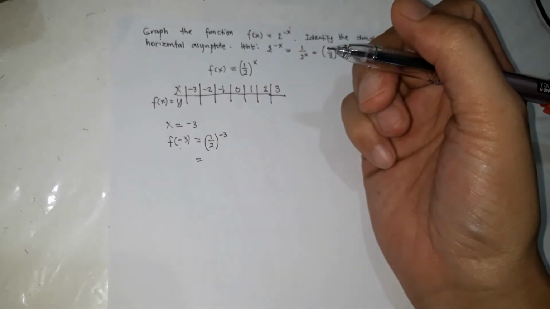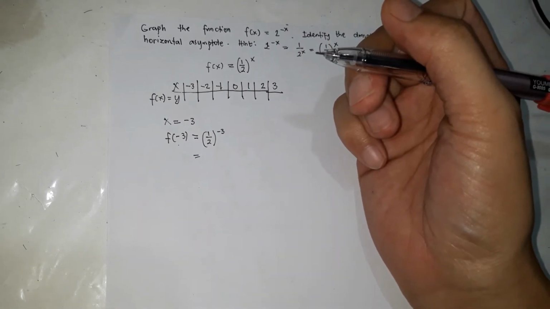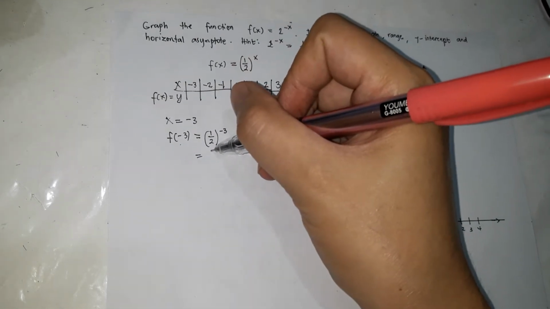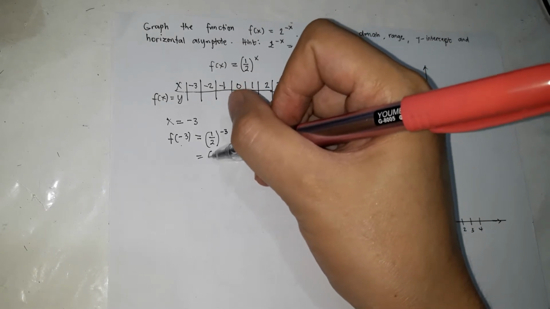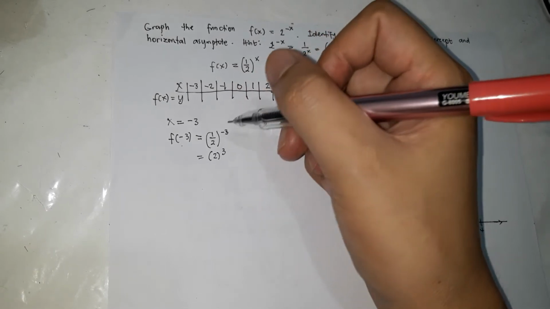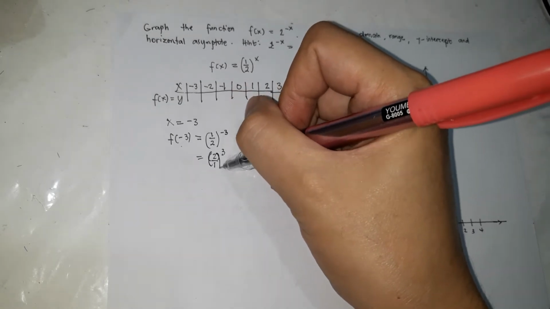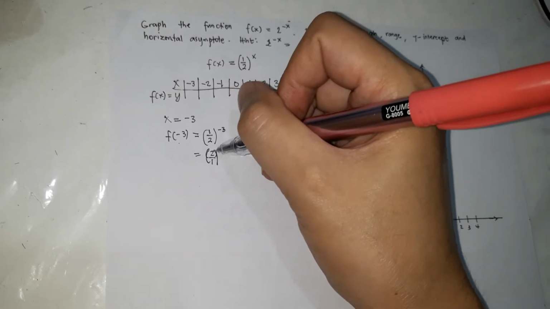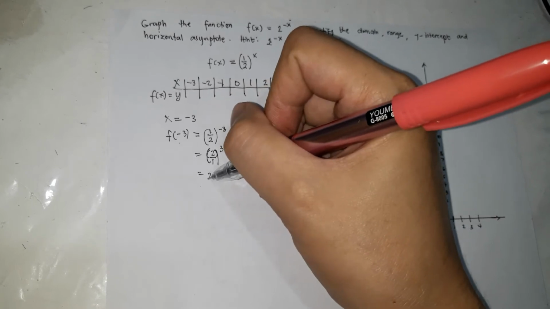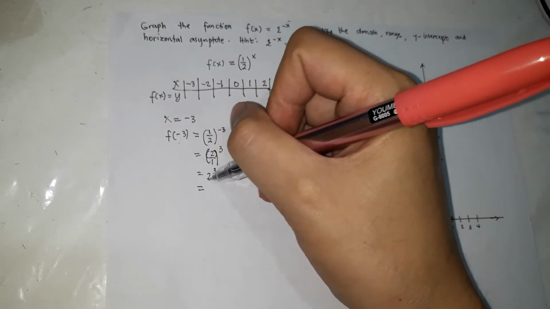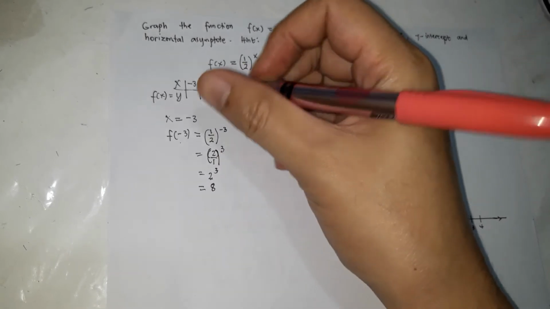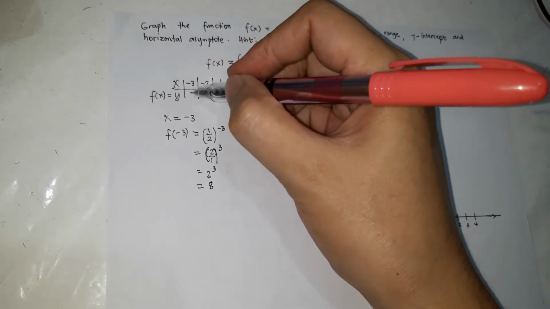So what happens is, to make the exponent positive, you flip it: 2 to the 3. So the 1 half becomes 2 over 1, and the exponent becomes positive. 2 over 1 is equal to 2. 2 to the 3 is 8. 2 times 2 times 2, 8.